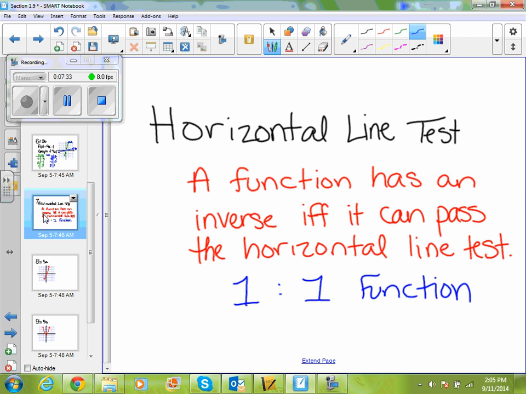Okay. So to figure out if a function has an inverse, we use the horizontal line test. To figure out if a graph was a function, we use the vertical line test. To figure out if it has an inverse, we use the horizontal line test. And you'll notice that it looks like I spelled if wrong, but I promise I didn't. This says that a function has an inverse if and only if it can pass the horizontal line test. That's how they abbreviate if and only if in math. You'll see that a lot in Calc. They'll put IFF because it stands for if and only if, which means that it has to be a one-to-one function.